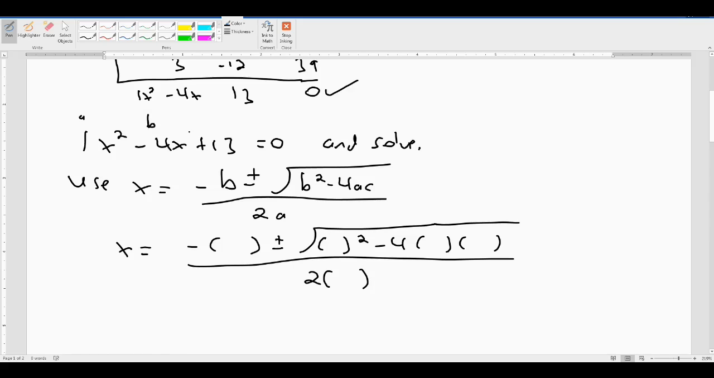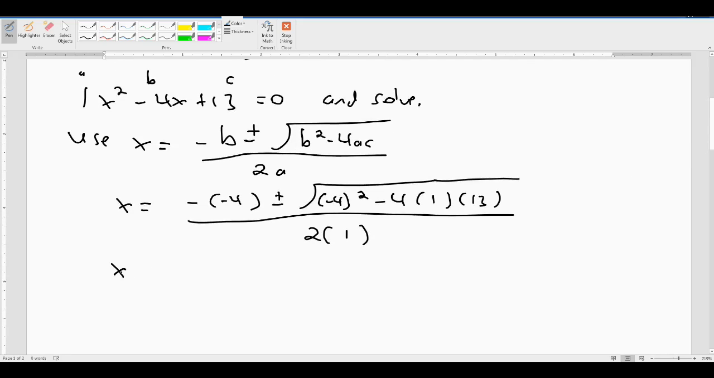A is 1, B is negative 4, and C is 13. B is negative 4, B is negative 4. Signs are a big deal. So are parentheses. A is 1, and C is 13. Now let's clean it up. Negative negative is a positive 4. I'll do the square root later. 2 times 1 is 2.